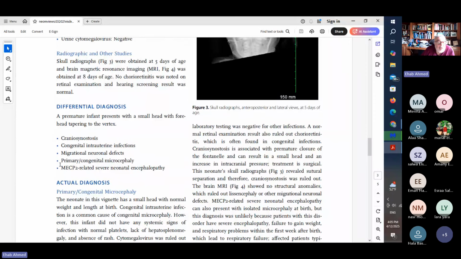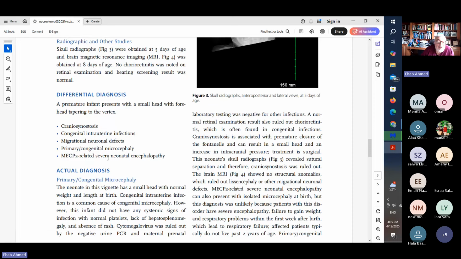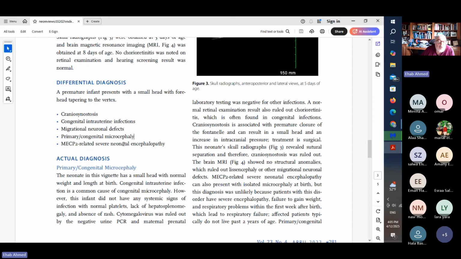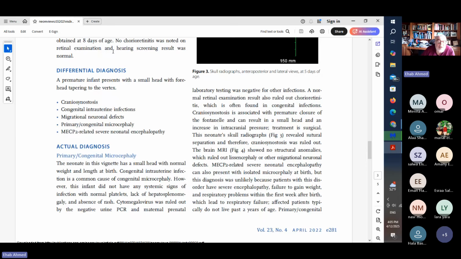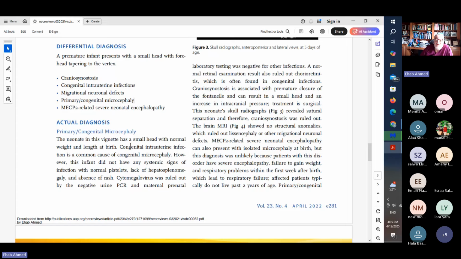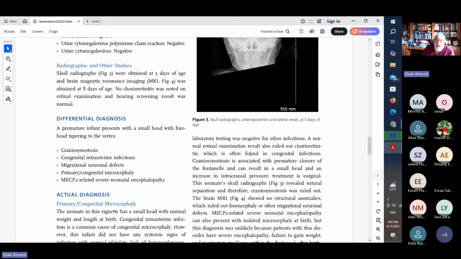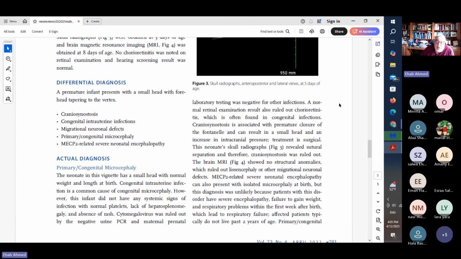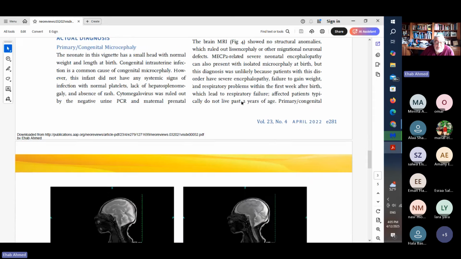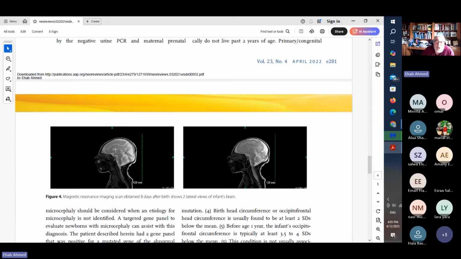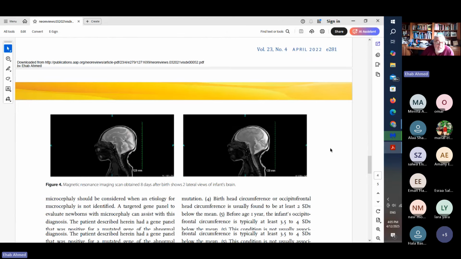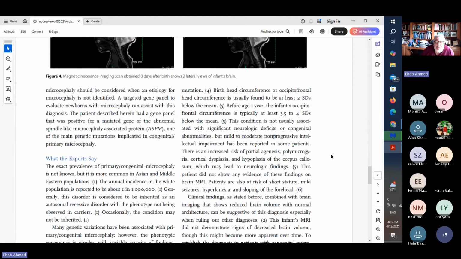Primary or congenital microcephaly, I believe we are dealing with this diagnosis. MECP related severe neonatal encephalopathy. This is inborn error of metabolism. So the actual diagnosis, by ruling out all other issues, was primary or congenital microcephaly. And he's going to talk about this. To make a long story short, because I will send all these to you, you should do CT and MRI to rule out these neuronal migration problems. And this baby should be followed up.